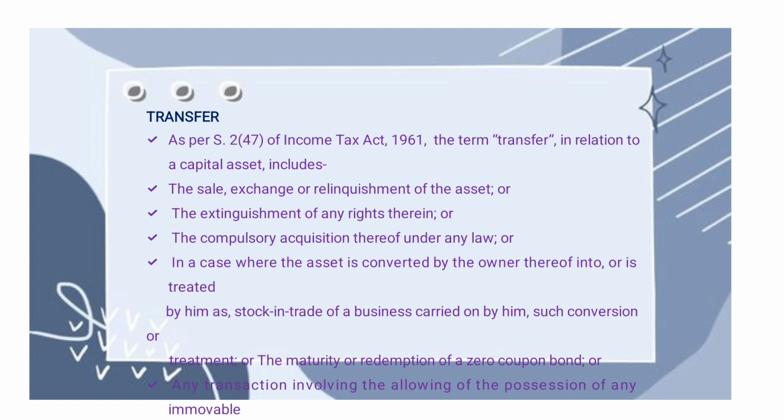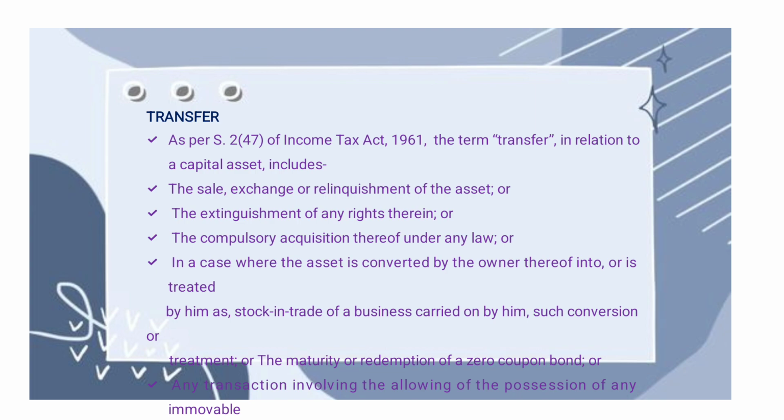Then we talk about the term transfer. As I said, capital gain depends on two aspects: one is the capital asset and the other is transfer. We have discussed that capital assets are short-term and long-term. Now, transfer. As per the Income Tax Act, Section 2(47) discusses the term transfer in relation to capital assets. It includes the sale or exchange of the assets.